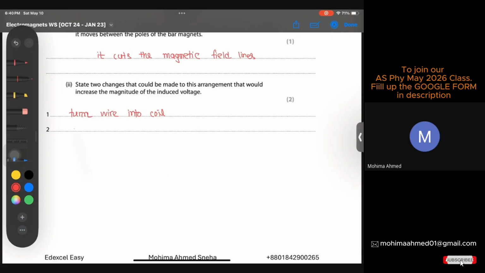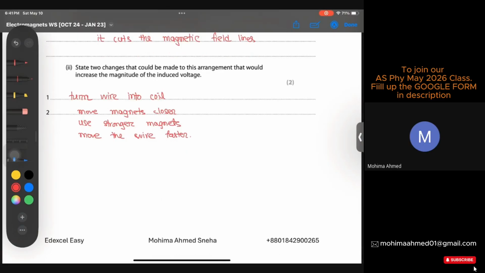So you turn the wire into a coil. Then again, turn the wire into a coil, and what else? Move magnets closer. Use stronger magnets. Move the wire faster, right? These are the pieces of information that you can write.